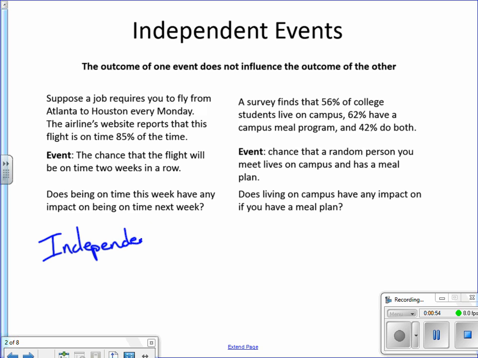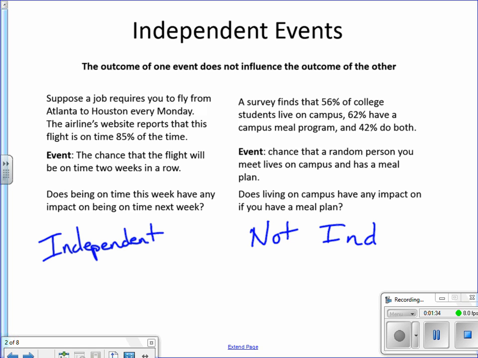And then we look over here, another example, a survey of college students, 56% are on campus, 62% have a meal plan, and 42% are on campus and have a meal plan. So we're just going to walk around campus. And so our event here is the chance that a random person has not only a meal plan, but also is on campus. So when you think about independence, does being on campus have an impact on the meal plan? And again, intuition probably tells us if you're on campus, there's probably a good chance that that'll affect whether or not you do have a meal plan. So these two things are actually not independent.